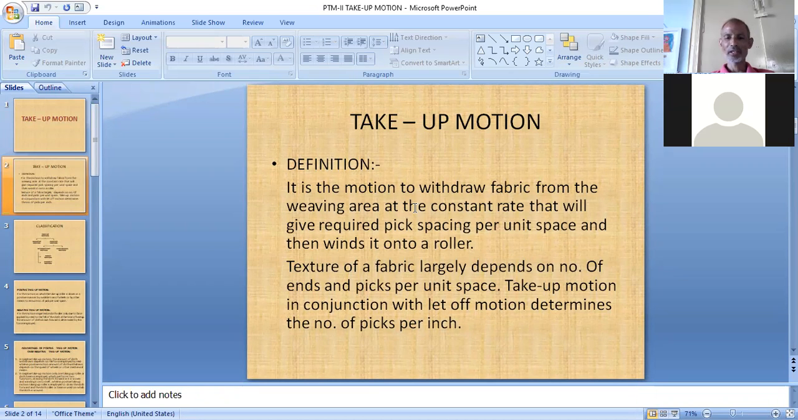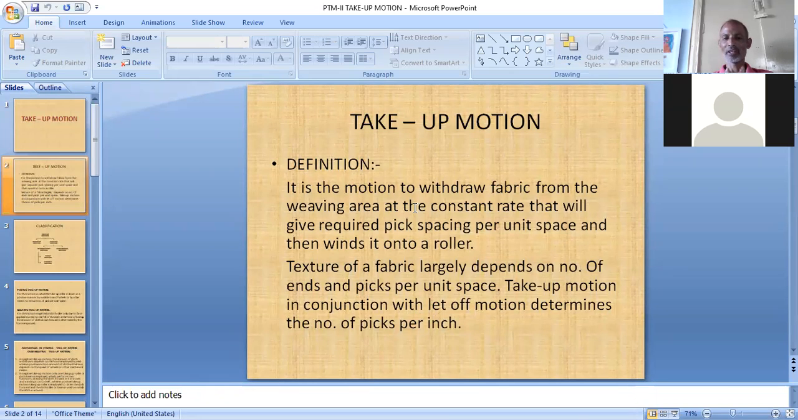And we are withdrawing it at a constant rate, means with the same surface speed, with the same amount of fabric taken up on every pick, and that will decide the pick spacing. वो decide करता है कि दो picks के बीच में कितना space रहेगा. If we are withdrawing at a higher speed, then the space between the picks will be less. And if we are withdrawing at a lower speed, then the space between two picks will be more. And this pick spacing indirectly decides picks per unit space, picks per inch or picks per centimeter in the fabric.